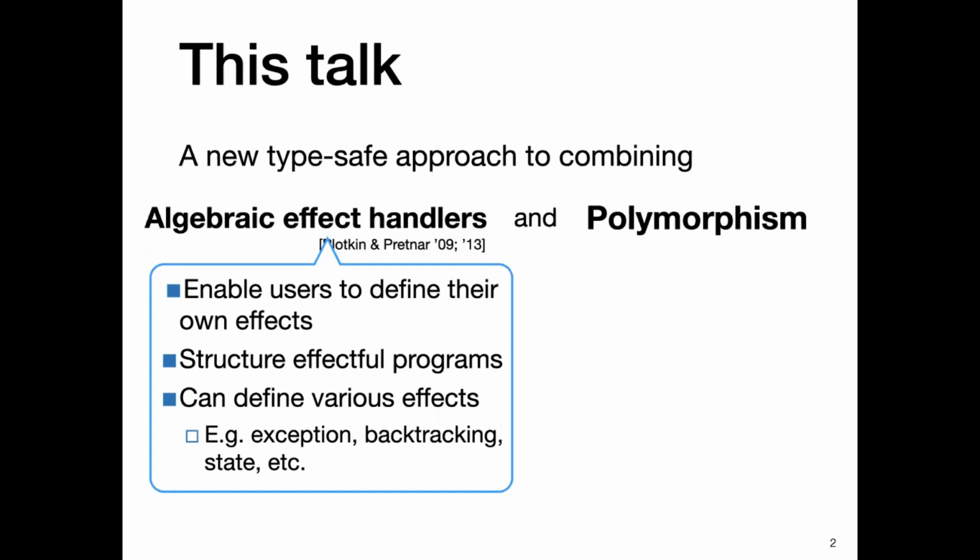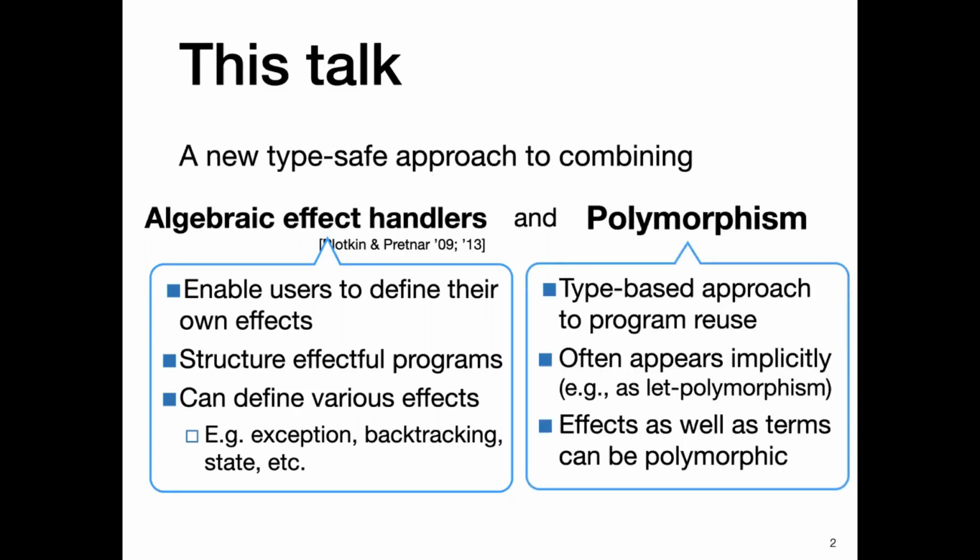Another feature we consider in this work is polymorphism. In particular, we consider implicit polymorphism as let-polymorphism. And by combining these two programming features, we can make not only expressions, but also effects polymorphic.